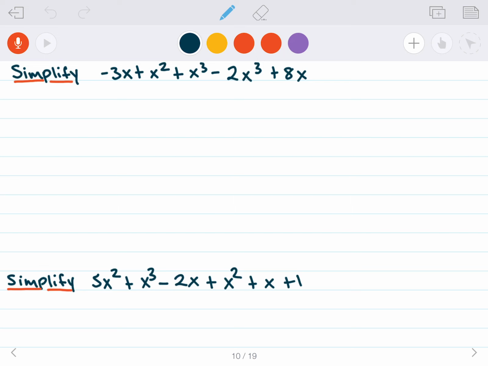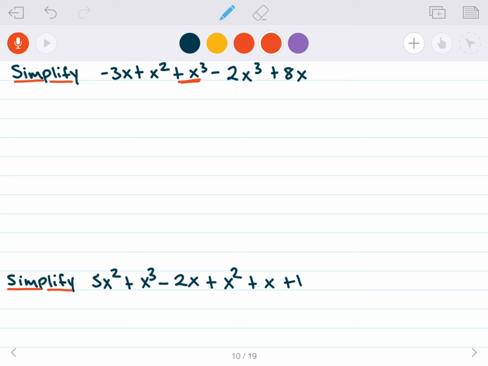All right, let's do this. I encourage you guys to pause the video, identify your like terms, rewrite, and then combine. All right, I'm going to start with the highest power first, which I see to be x to the 3. So I have a positive x to the 3, keeping in mind that I'm underlining the sign that's in the front. Okay, positive x to the 3.